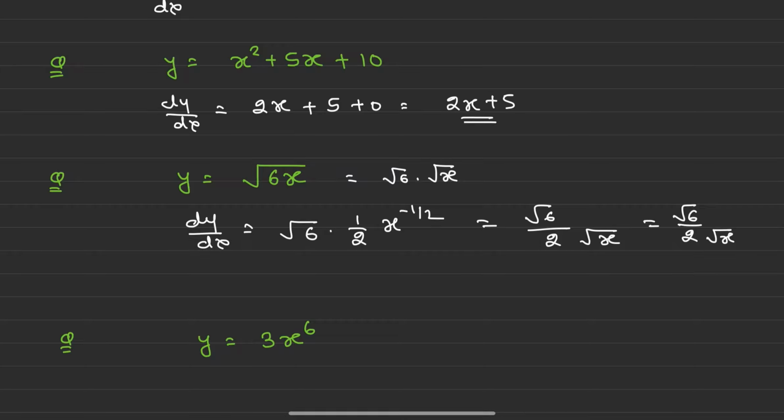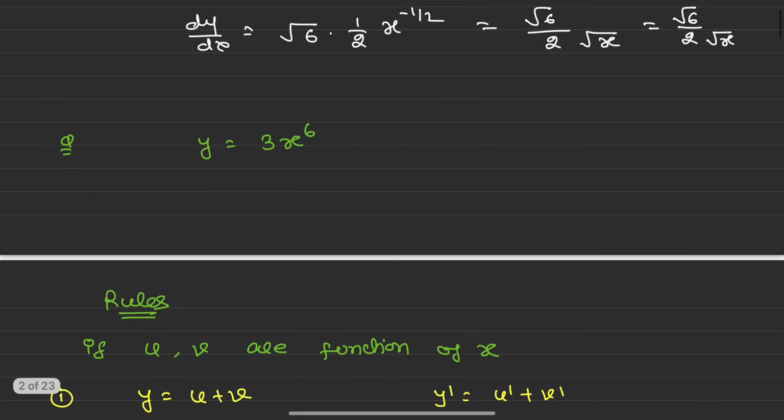Let's continue from here. Next we have y is equal to 3 into x to the power 6. Now this one will become simple for you. You will say the dy by dx value will become, keep 3 aside, 6 into x to the power 6 minus 1, which is 5. 6 into 3 will become 18. It will become 18 into x to the power of 5. This will be your answer. So I hope you are comfortable till here.